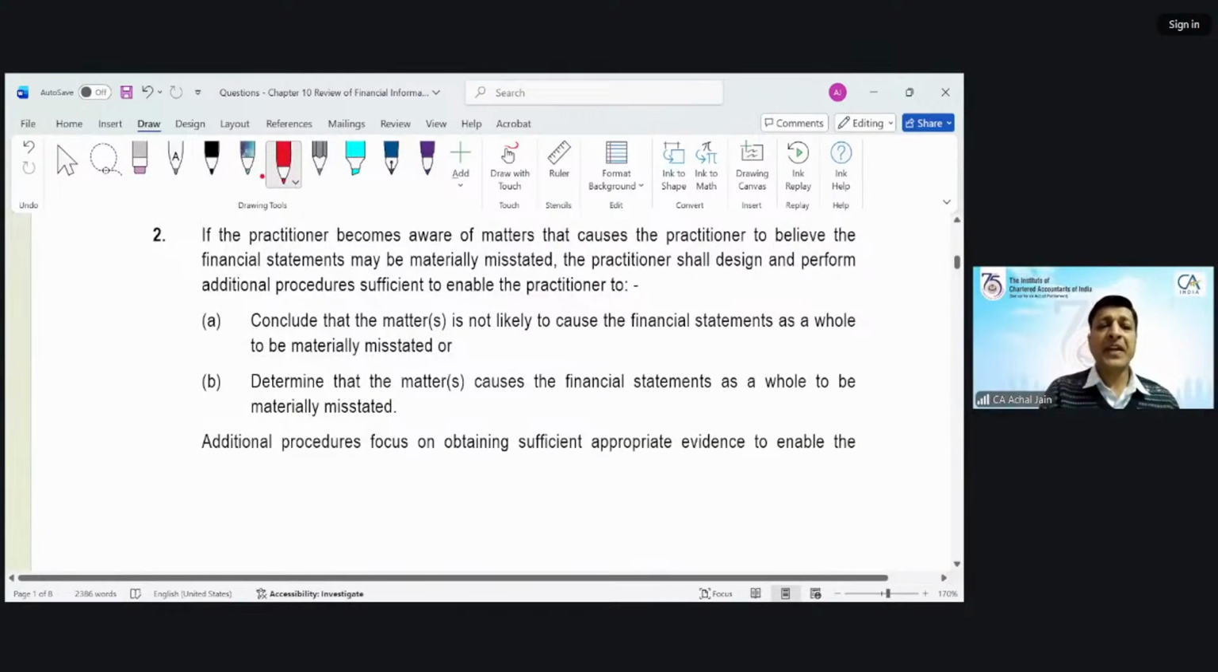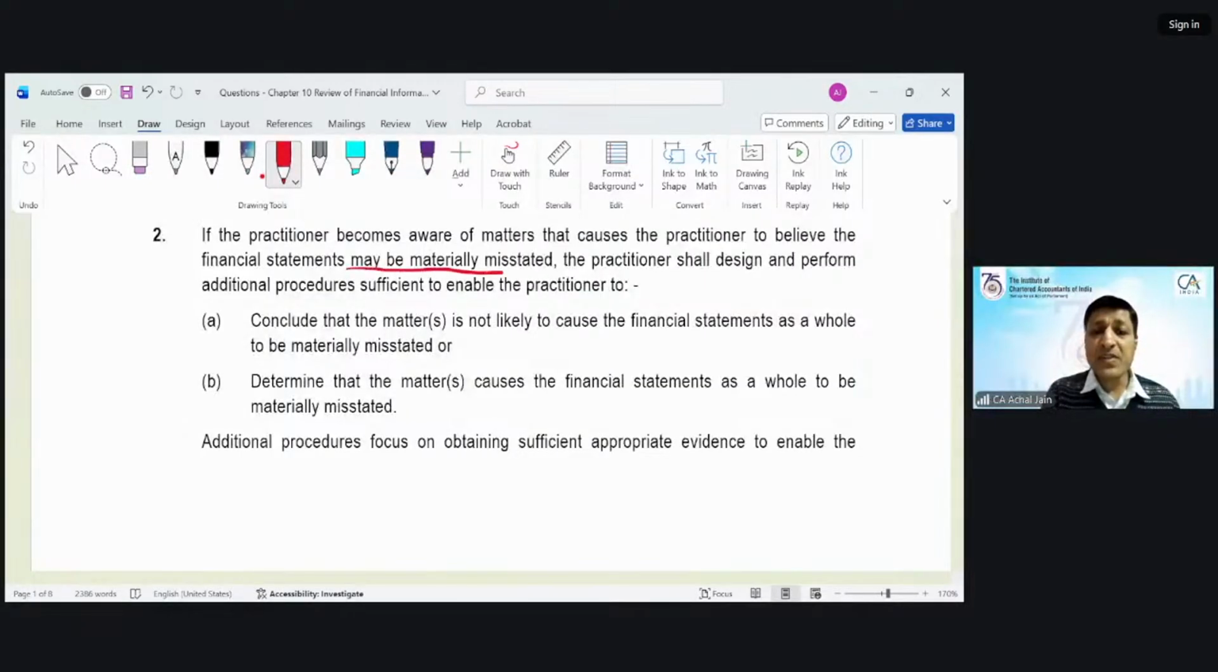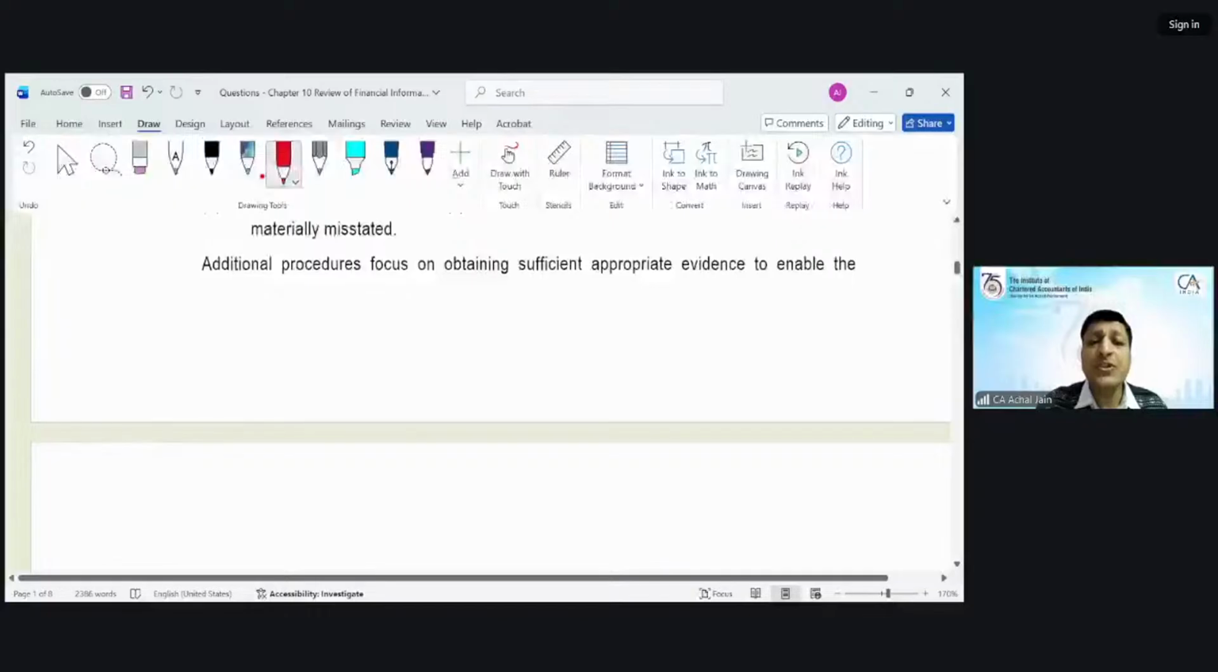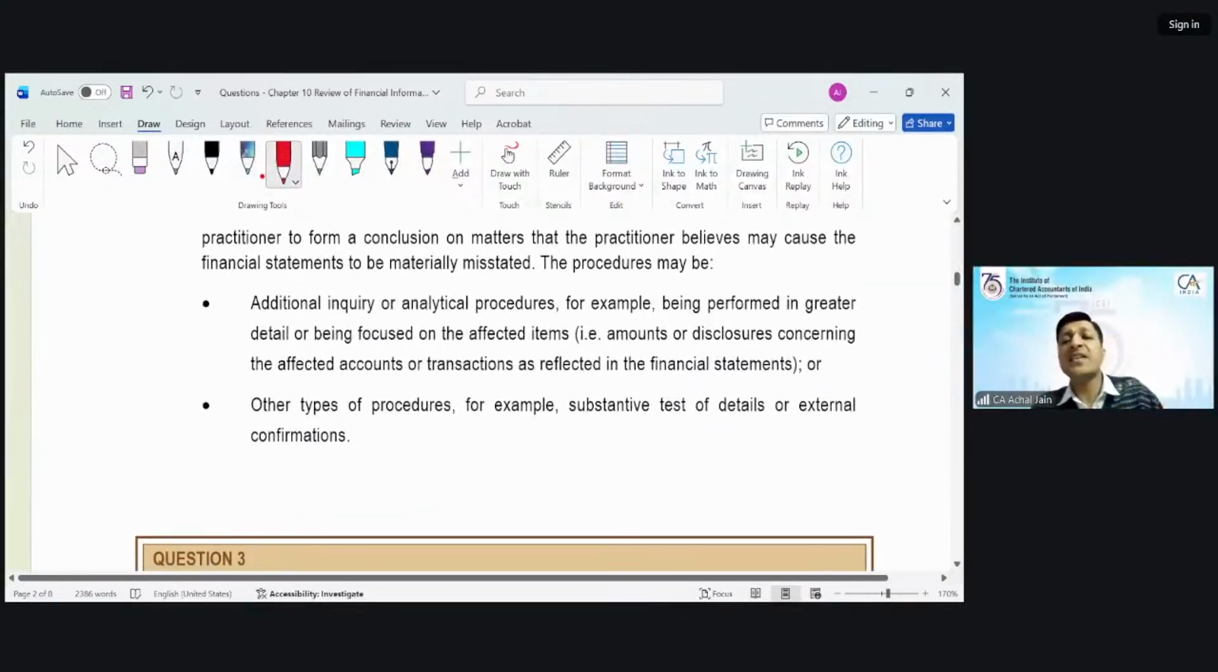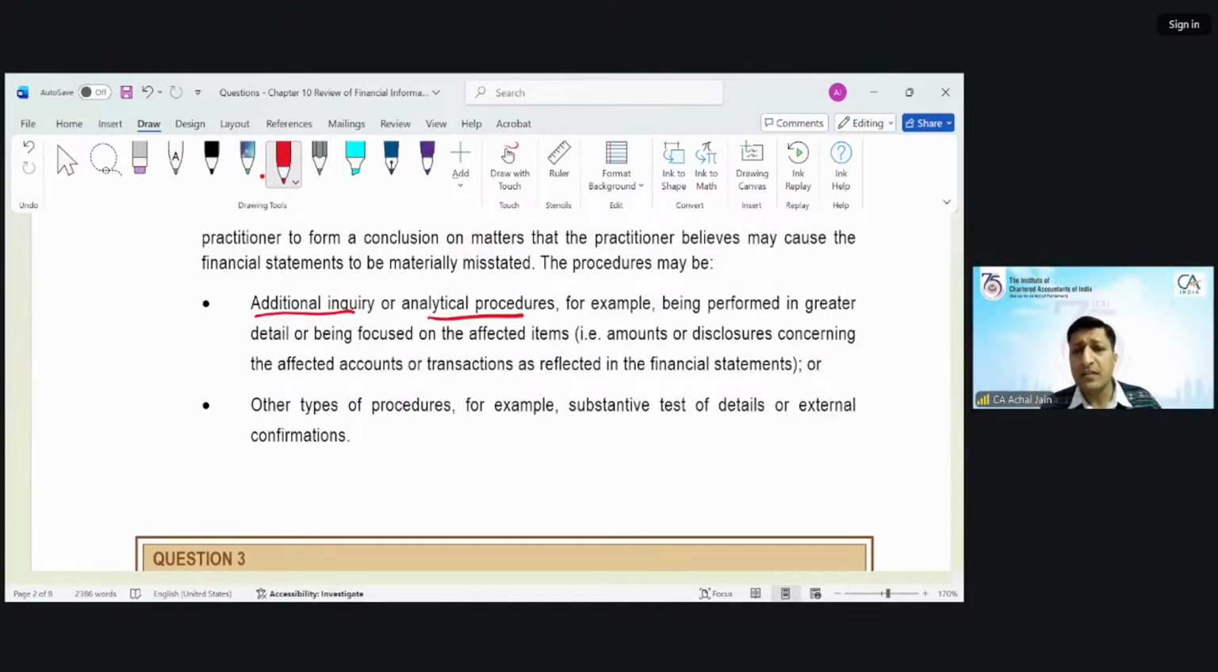Now, in the given case, if the practitioner becomes aware of matters that cause him to believe financial statements may be materially misstated, what shall he do? Additional procedures, no doubt. Why? To reach a conclusion. Additional procedures focus on the additional evidence he may require. It may be additional inquiry, analytical procedures, meaning the extent he can increase, or he can also eventually resort to substantive testing wherever required. Because conclusion has to be drawn in a clear manner.